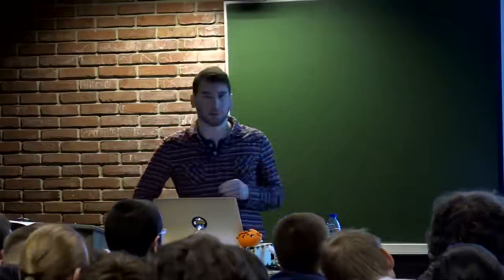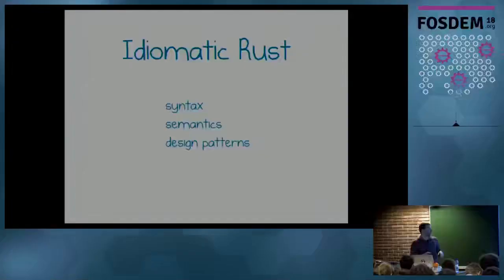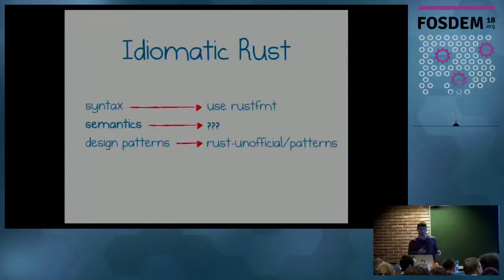But what is really good code? What is solid, ergonomic, natural code? You can focus on many things, but most people would say you could focus around those areas: syntax, semantics, and design patterns. Since this is a small talk, I'm not going to talk about syntax or design patterns. I'm talking about semantics. For syntax, just use a standard, any standard. Can be rustfmt. Actually, use rustfmt. It's quite nice. For design patterns, there's a project from one of the core members, Nick Cameron, Rust unofficial patterns. Do check it out.